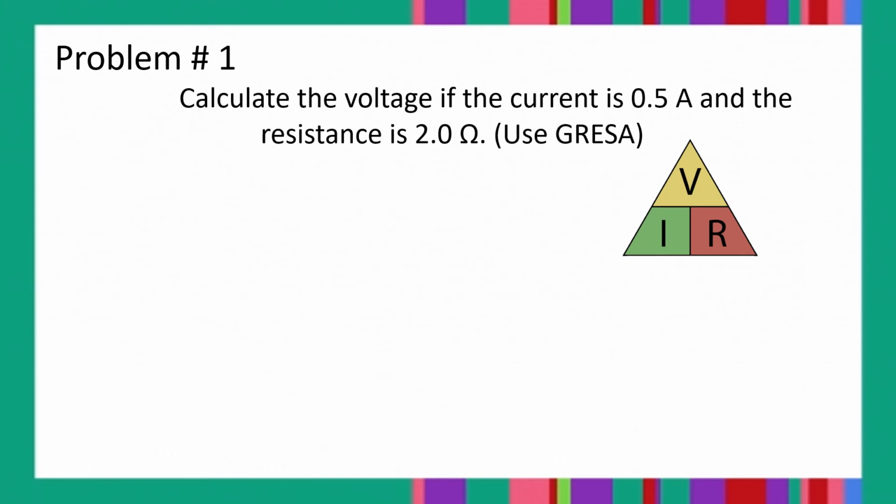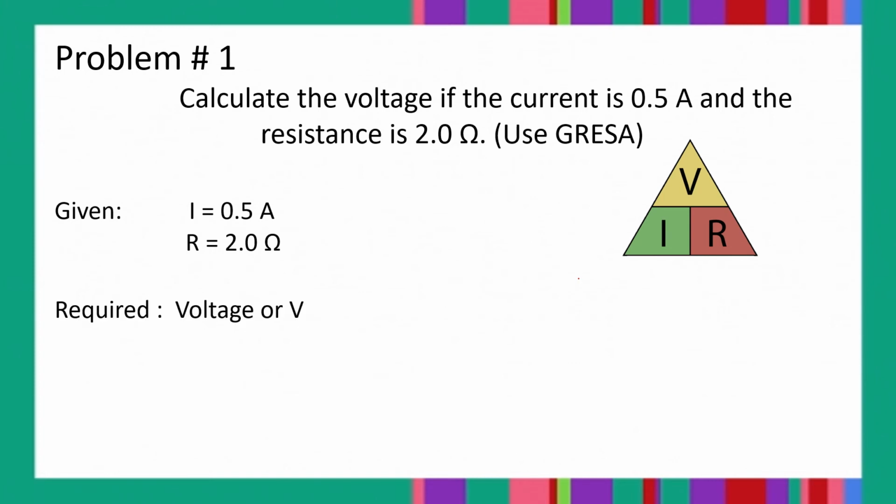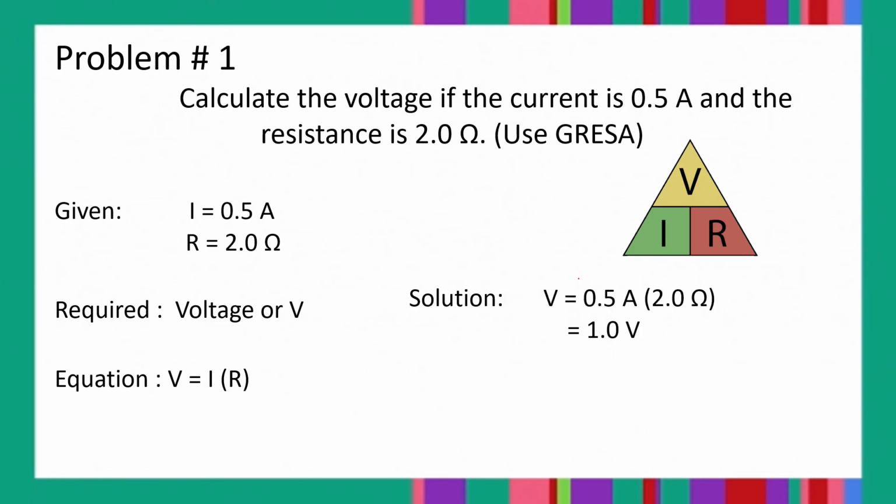Calculate the voltage if the current is 0.5 ampere and the resistance is 2.0 ohms using GRESA. Given: current is 0.5 ampere, resistance is 2.0 ohms. Required: voltage or V. Equation: voltage is equal to current times resistance. Solution: substitute the values, 0.5 ampere multiplied by 2.0 ohms. Therefore, our answer for voltage is 1 volt, or 1 V. It must be a capital letter.